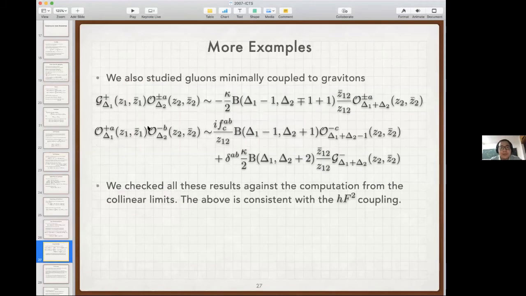Okay. And of course, you can even do more examples. For example, you consider the case where graviton and gluons are minimally coupled to each other and try to analyze. And you also get even more results.